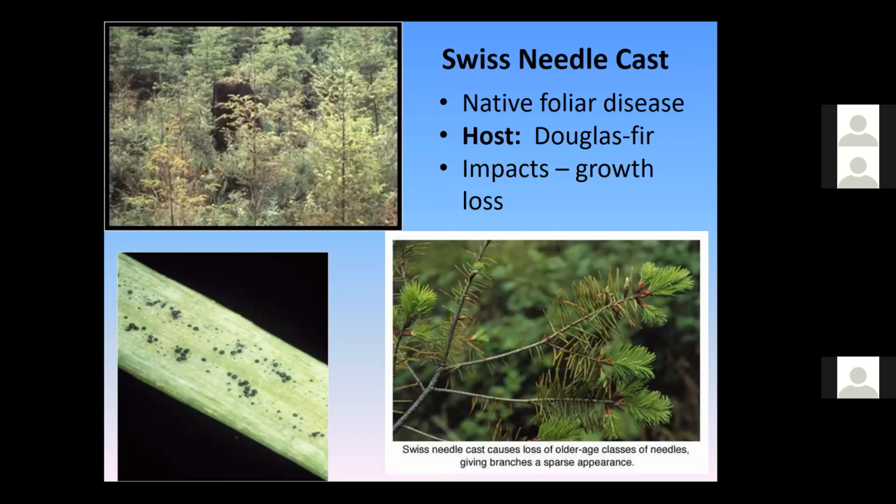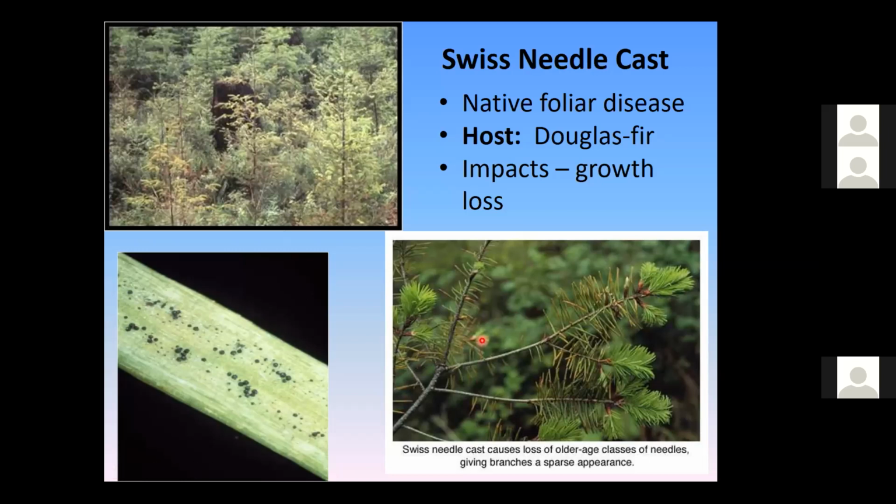The name Swiss needlecast sounds like it's an invasive from Europe, but in fact, it's a native disease. It got its name because people growing Douglas fir in Switzerland noticed a lot of this disease occurring. And so it's non-native to Europe, essentially, from us. So, a native disease, and it causes this kind of browning and yellowing you can see in the upper left there.